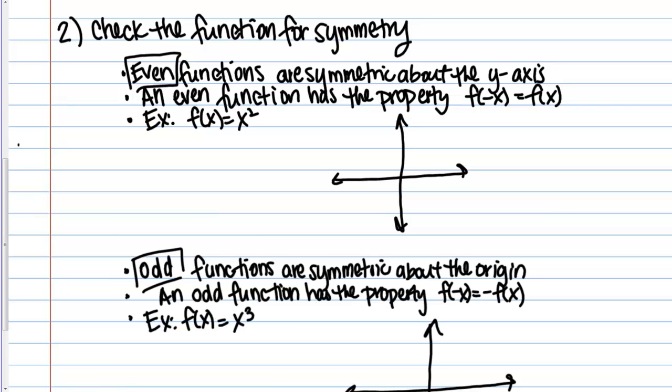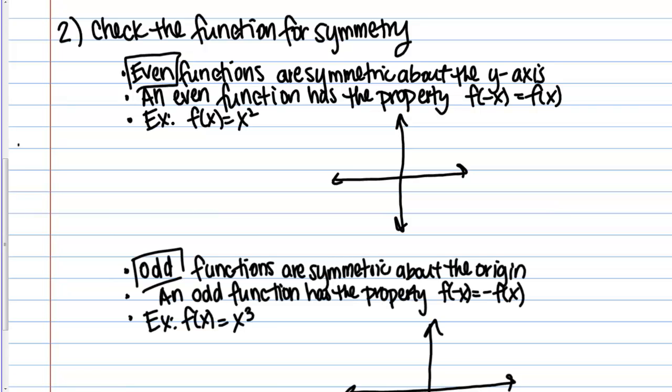So first of all, even functions. Even functions are symmetric about the y-axis, and I'll show you a picture in just a second of that. And an even function has the property that f of -x equals f of x. Okay, so let me show you a very simple example of an even function and how it meets this property. A very simple example of an even function is f of x equals x squared.